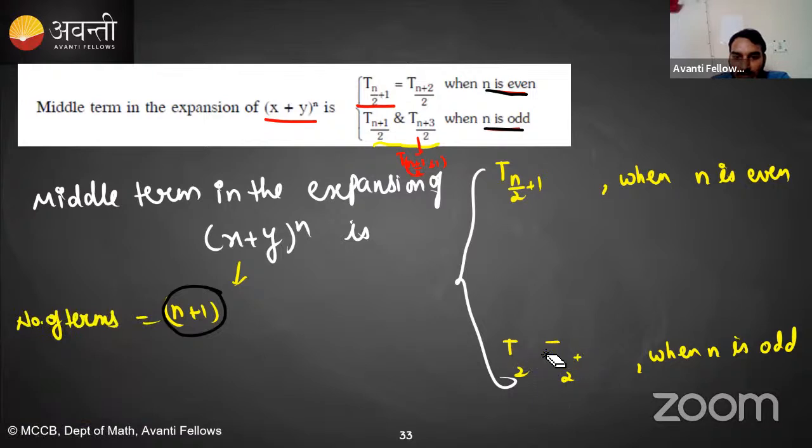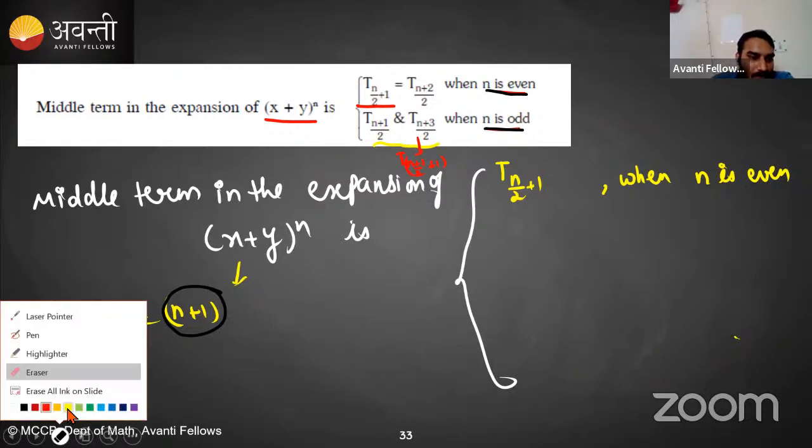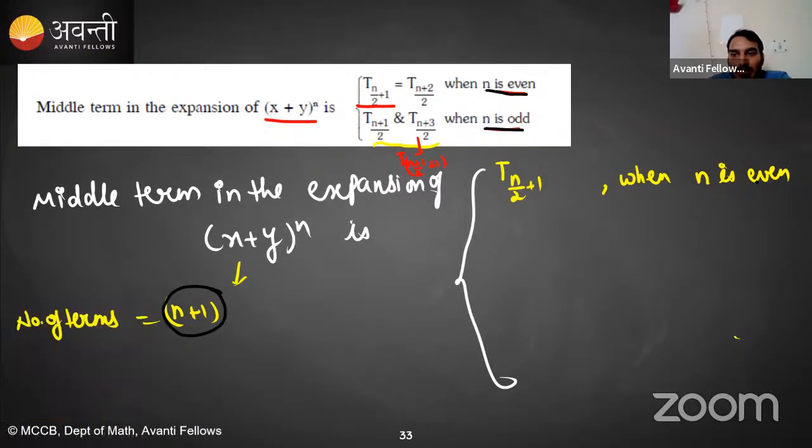Okay, let me just repeat it again. Everybody concentrate here. Is this clear? If n is even, then it means the number of terms will be odd. Number of terms will be odd. Very good, Mohan.